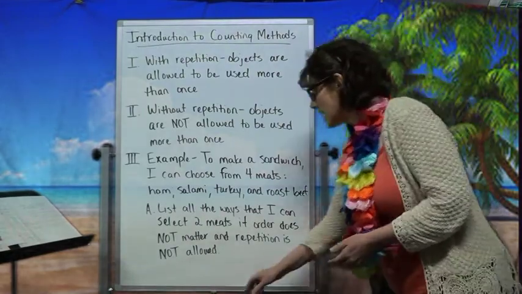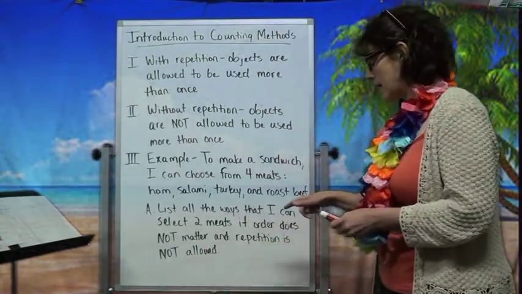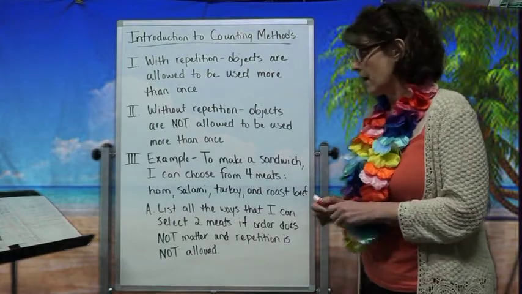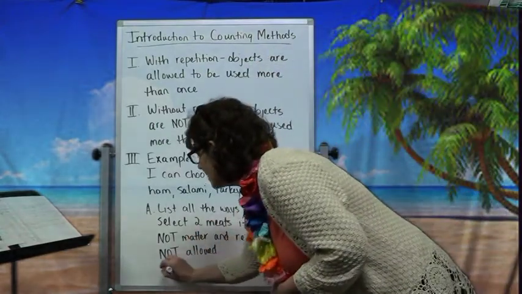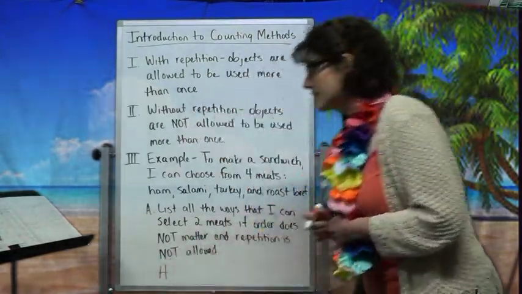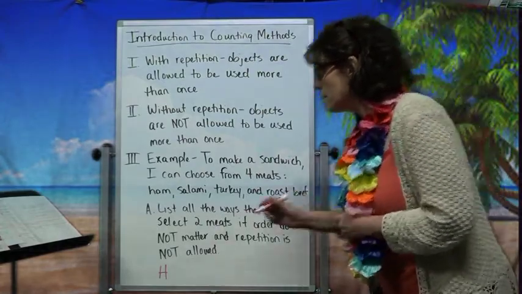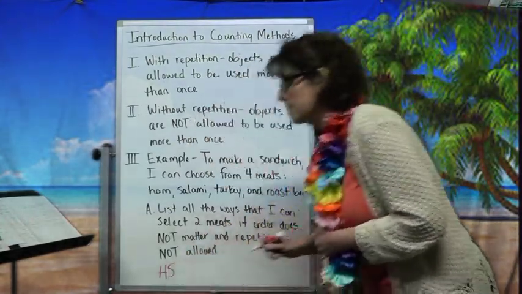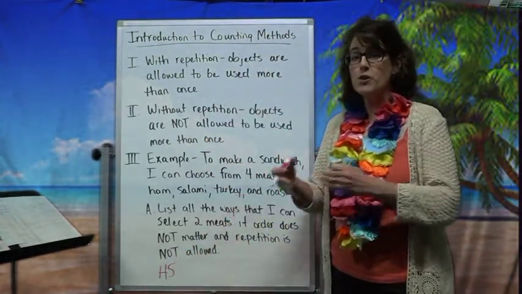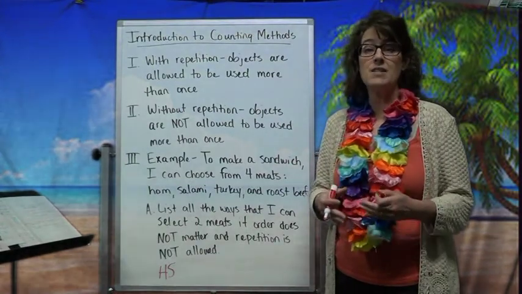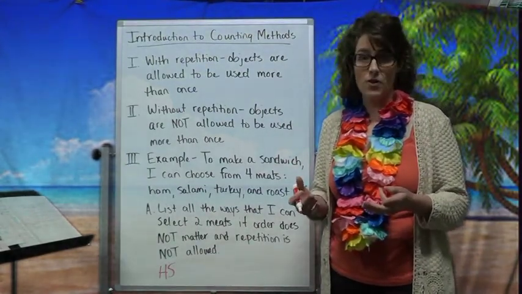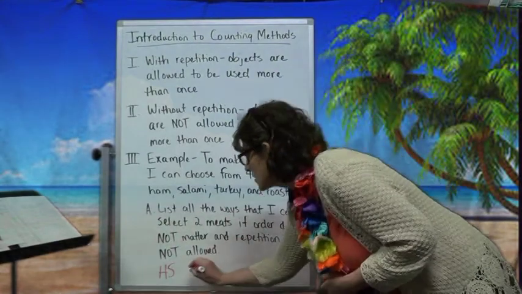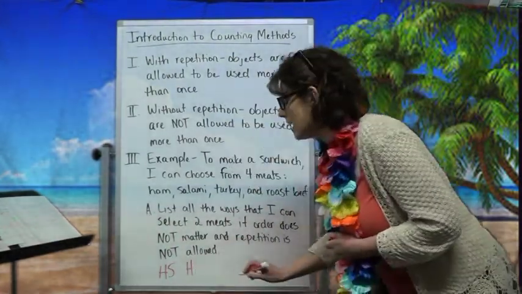So in this case, because order does not matter, repetition is not allowed, then what that means is when I select ham, like I said, I cannot select ham again, but certainly I can select salami. But salami first, ham second is the very same thing. So I'm not even going to consider that. But I could choose ham and I could choose turkey.